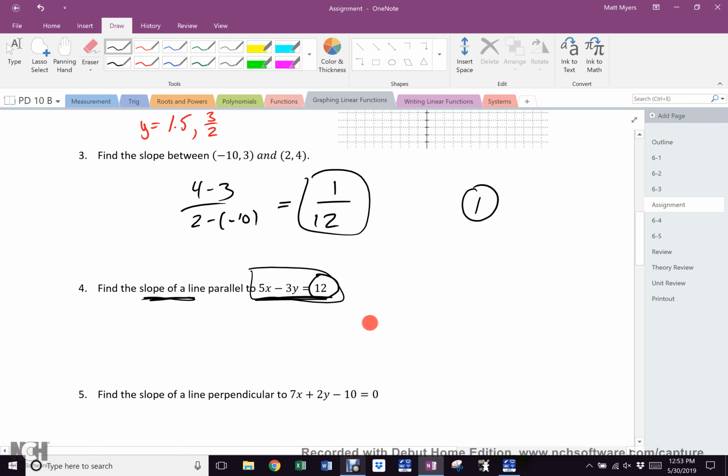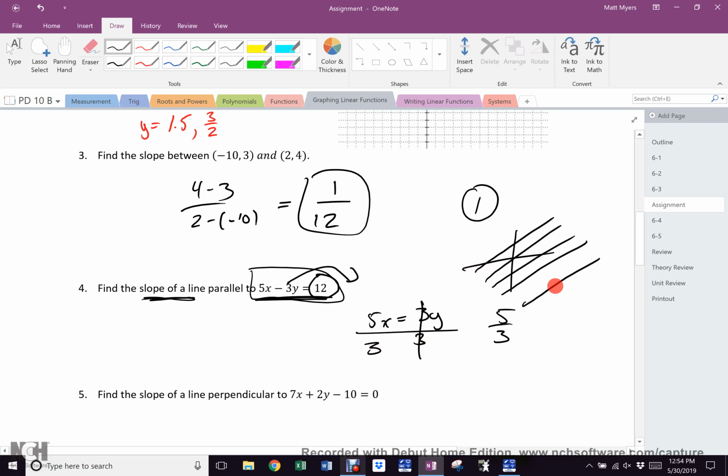So let's isolate that y. 5x equals 3y. Because I moved that over here, right? Now what? Divide by 3, because I want to isolate y. So the slope is 5/3. So what's the slope of every line that is parallel to this line? 5/3. The 12 just shows me where that line's going to go. All of those are 5/3. The 12 is just where it sits on the y-axis. Right?